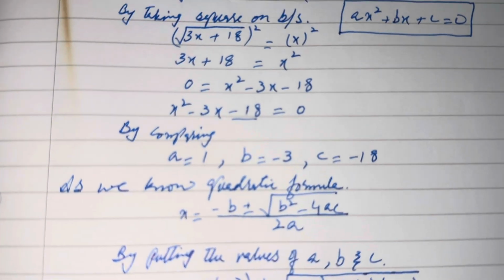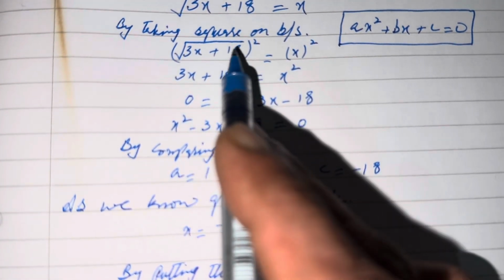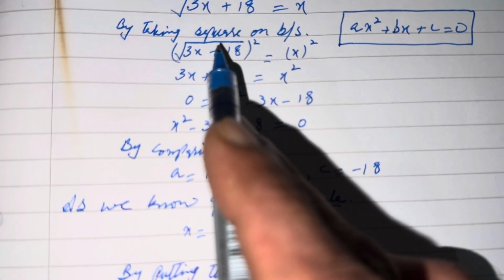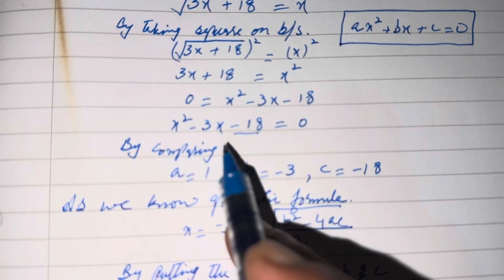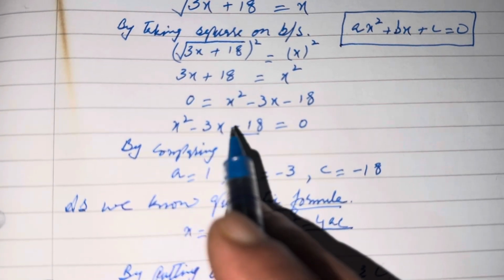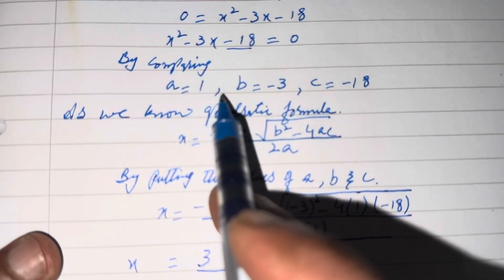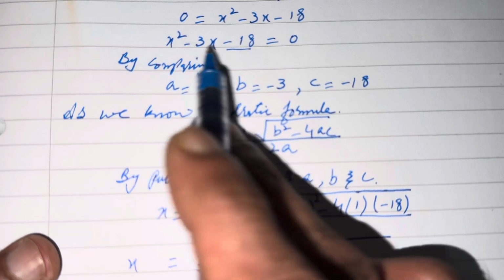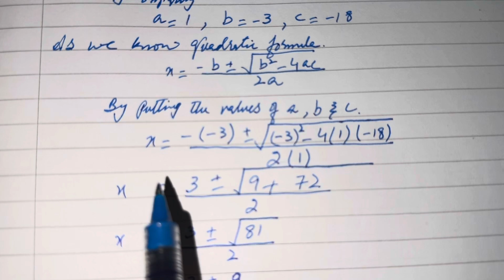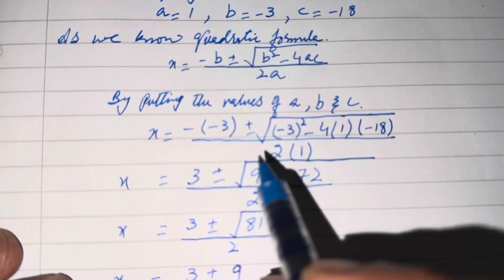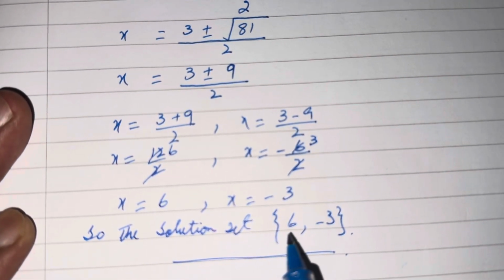So if you see, the question started from this radical equation, and step by step first we removed that radical sign and then arranged the equation into the standard form of the quadratic equation, and then we compared the values of a, b, c with this equation. Then we put the values of a, b, c in the quadratic formula, and step by step we found the solution set over there.